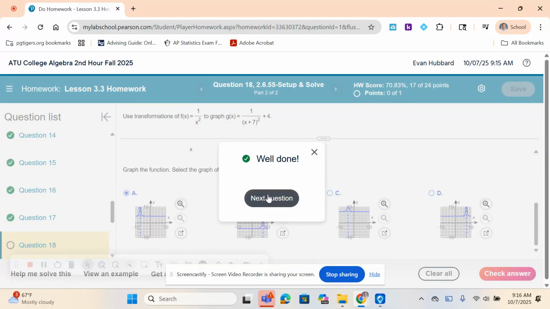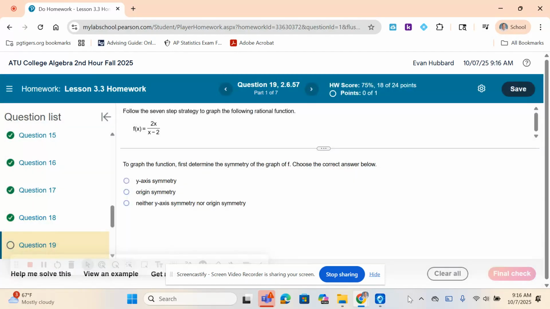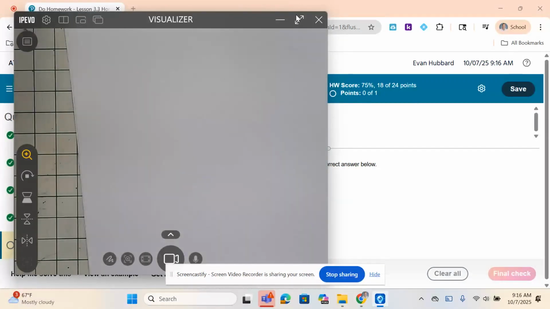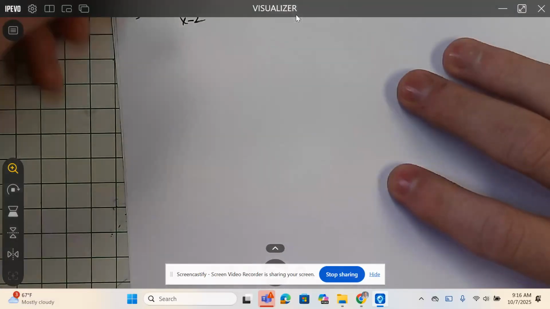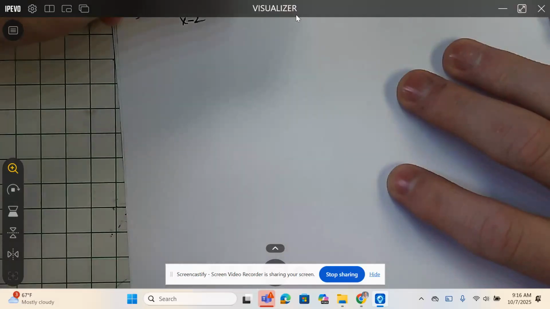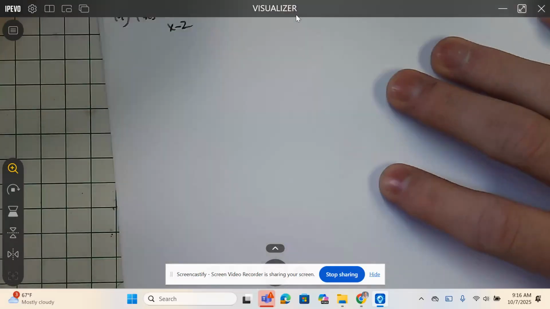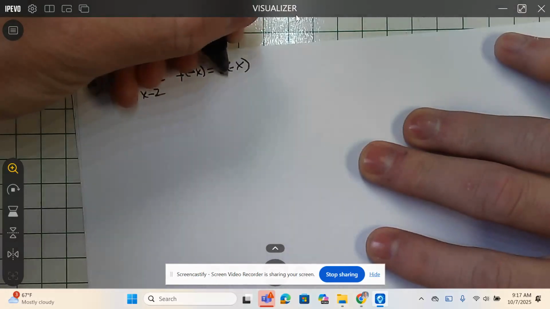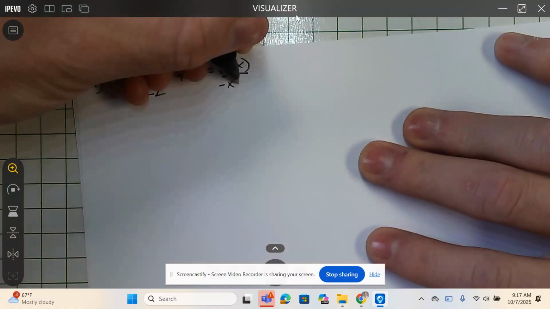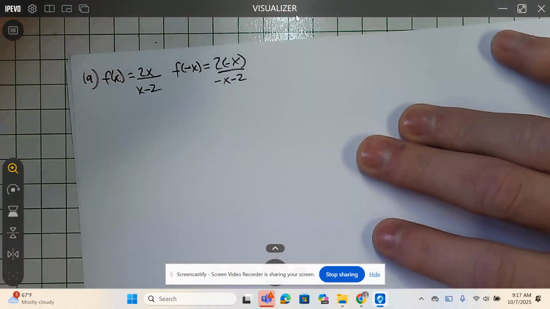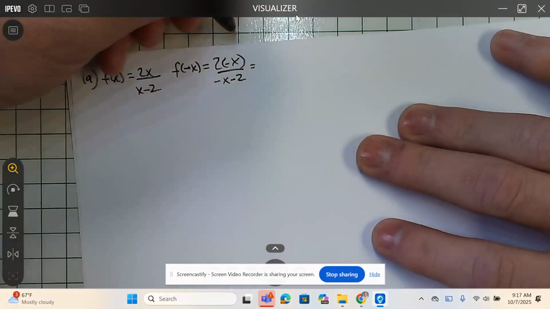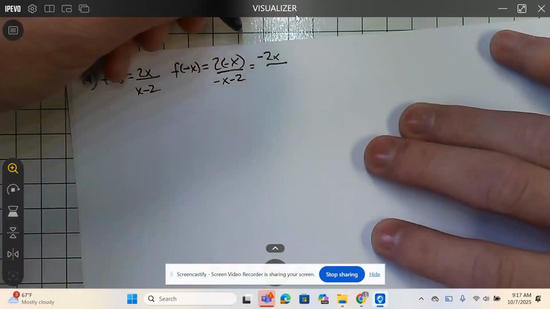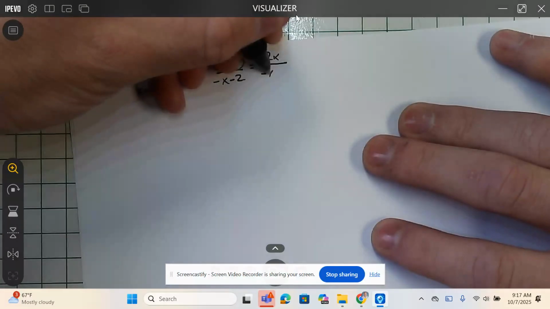Okay. I didn't go over the symmetry thing in the notes, so I'm going to take an L on this one. So I need to find f of negative x. So that means anytime I see x, I plug in negative x. So 2 times negative x divided by negative x minus 2. And so that gives me negative 2x divided by negative x minus 2.